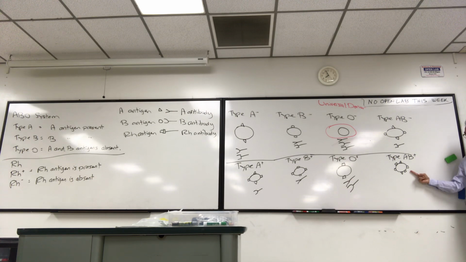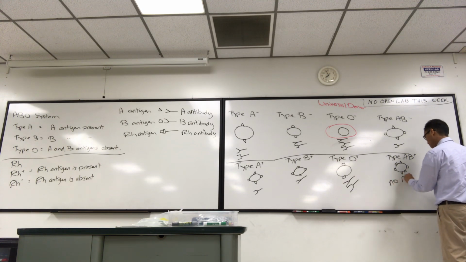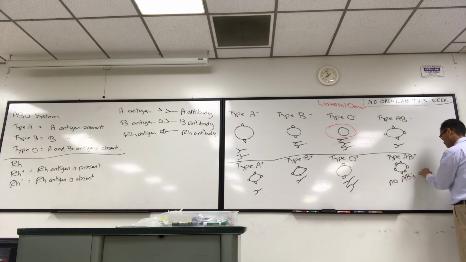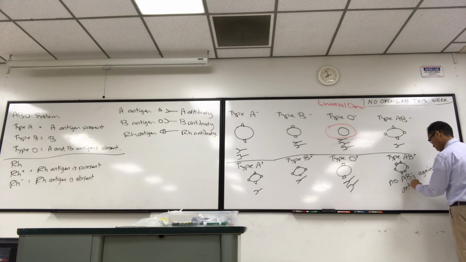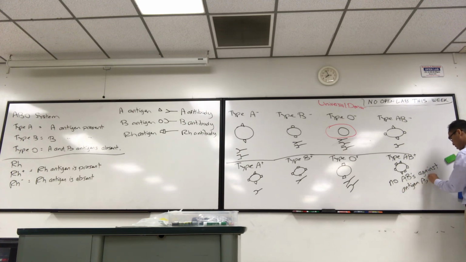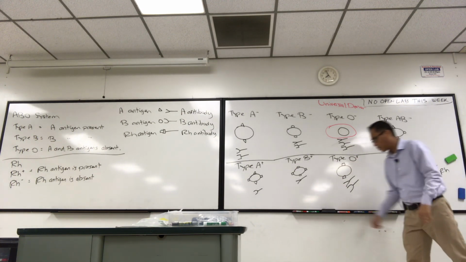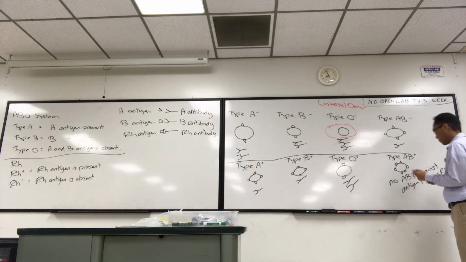What antibodies does this person have? None of them. No antibodies against antigen A, B, or RH. That makes this person a great recipient. Well, we'll call that the universal recipient, this blood type.